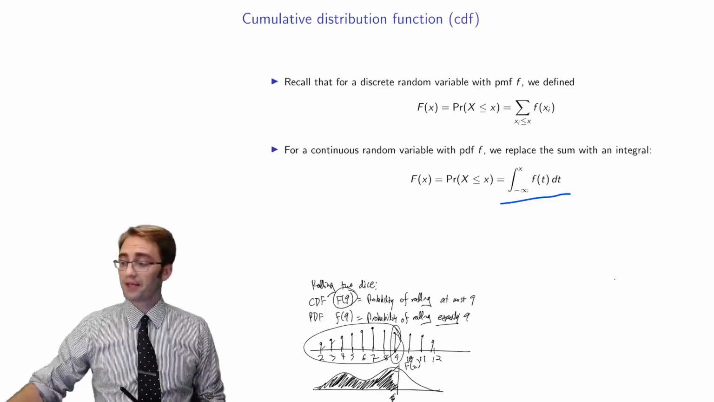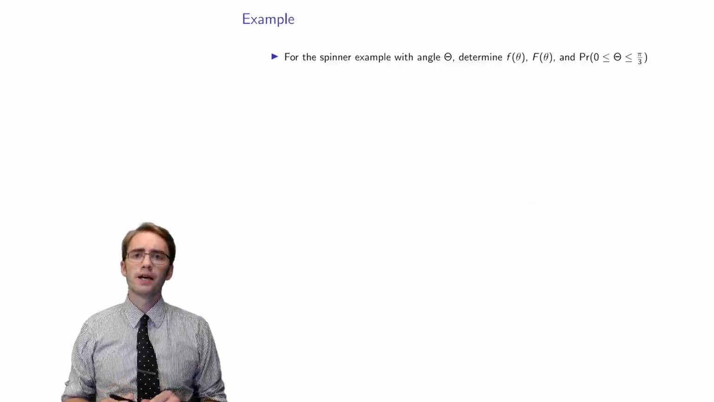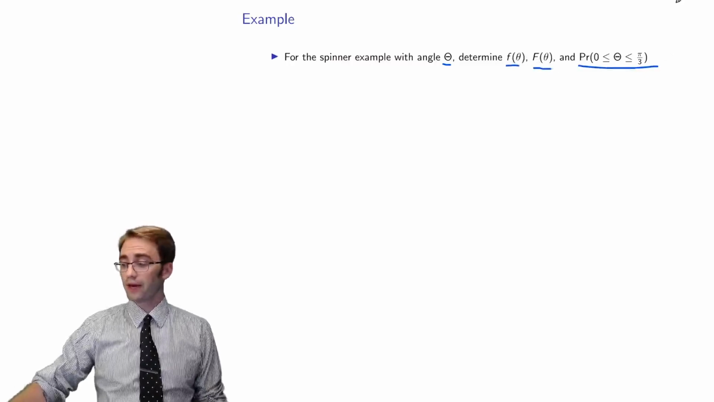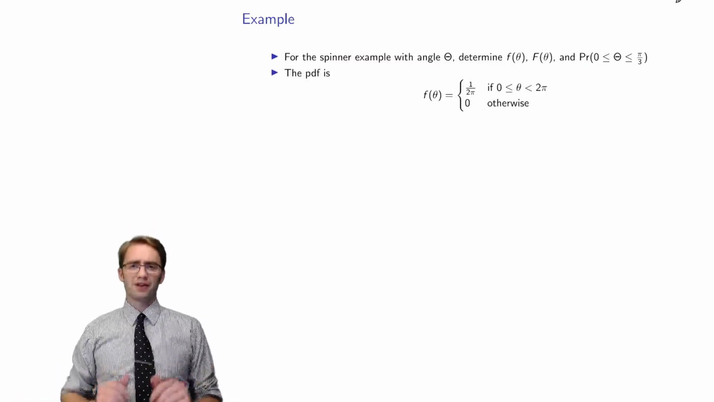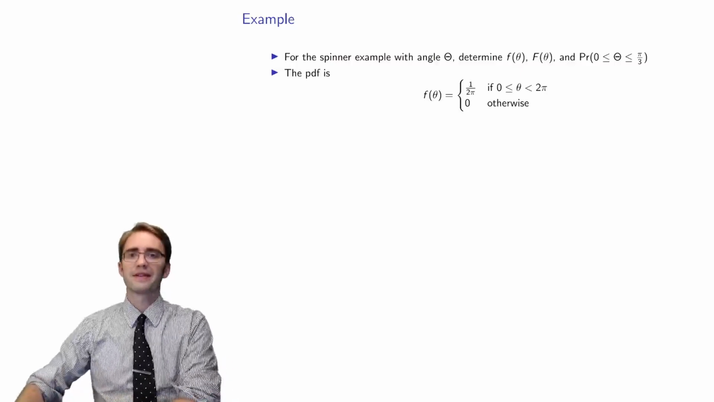Let's go back to that spinner example now with a uniform distribution. For that spinner example with angle theta, let's determine the PDF, the CDF, and the probability that the angle is between 0 and pi on 3. Not very interesting. You can work this one out.